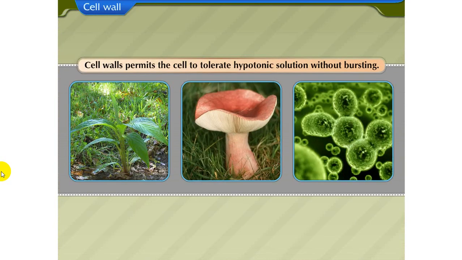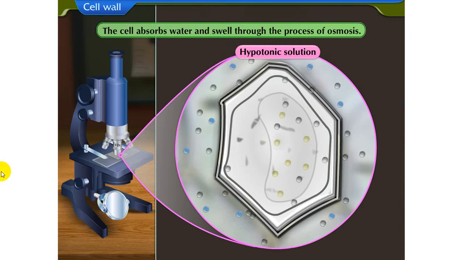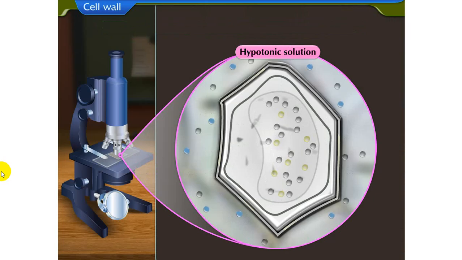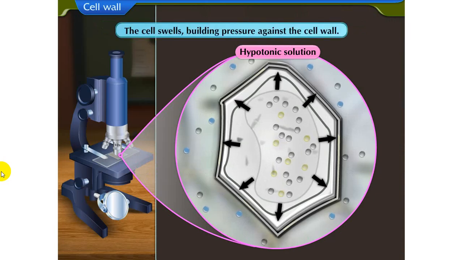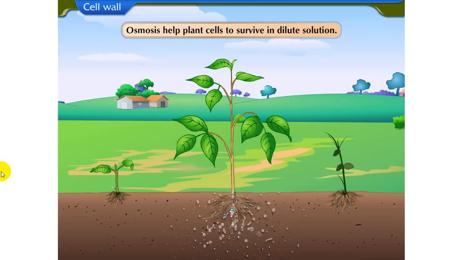The cell wall permits the cells of plants, fungi, and bacteria to tolerate hypotonic solution without bursting. In hypotonic solution, the cell absorbs a lot of water and swells through the process of osmosis. Due to this, the cell swells, building pressure against the cell wall. The wall also exerts equal pressure against the swollen cell. This characteristic of plant cells helps them to survive in dilute solution.